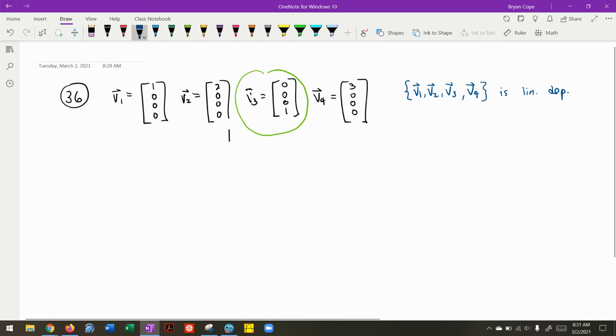You've got 4 vectors in R4, with V3 not being a linear combination of the other 3 vectors, but the set of all 4 vectors is linearly dependent. So that is false, and that's my counterexample. Okay, so for 37, the problem states, if V1 to V4 are in R4, and V1, V2, V3 is linearly dependent, then V1, V2, V3, V4 is also linearly dependent.